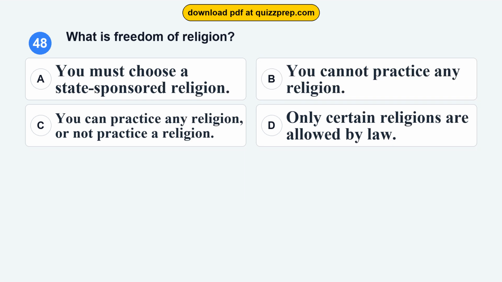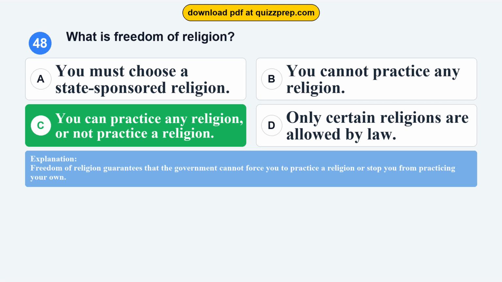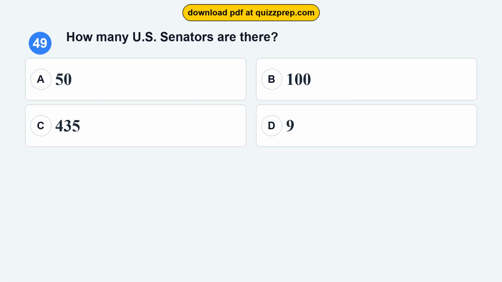Question 48. What is freedom of religion? Option A, you must choose a state-sponsored religion. Option B, you cannot practice any religion. Option C, you can practice any religion, or not practice a religion. Option D, only certain religions are allowed by law. The correct answer is option C. You can practice any religion, or not practice a religion. Freedom of religion guarantees that the government cannot force you to practice a religion or stop you from practicing your own.